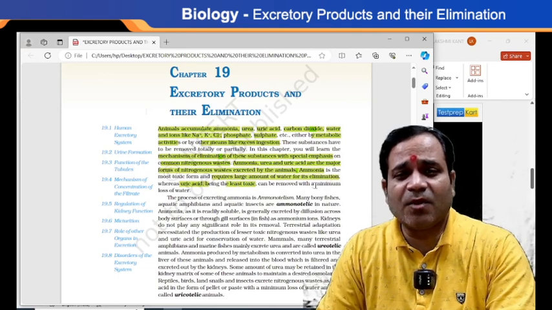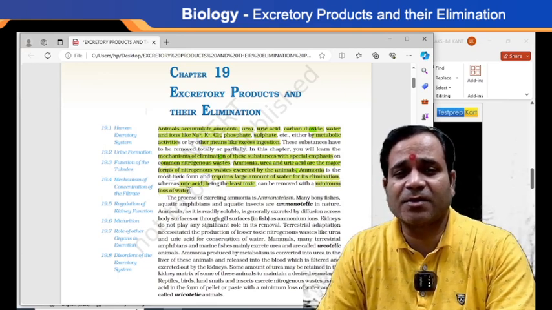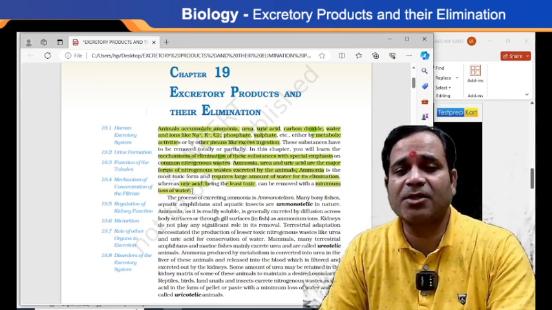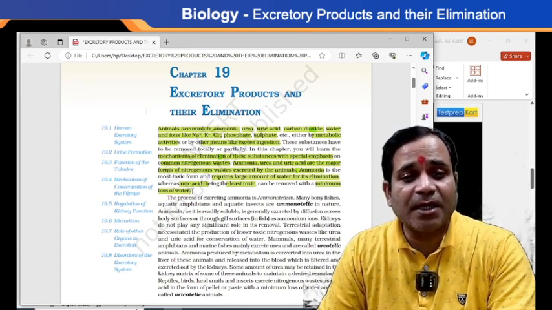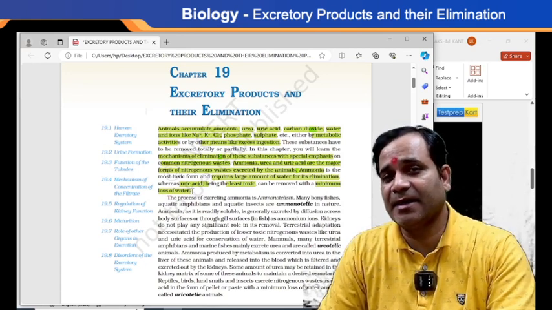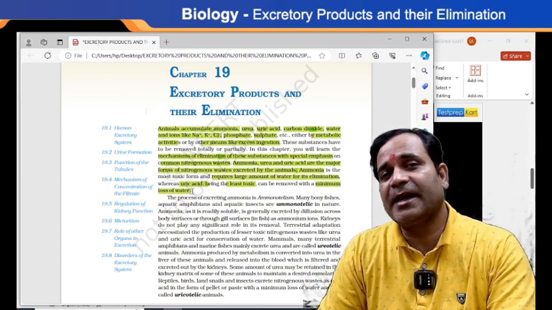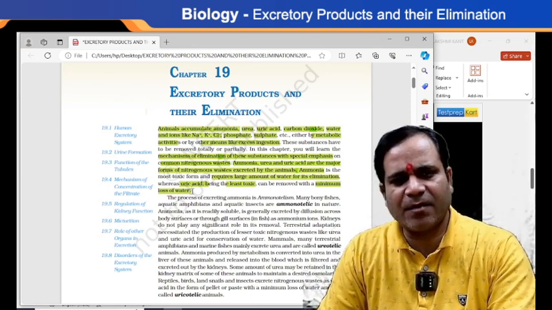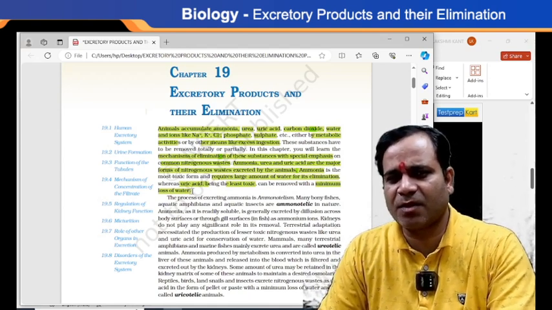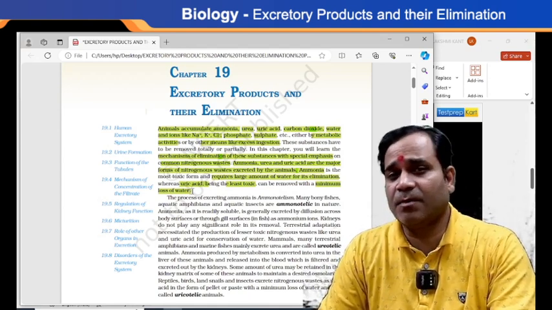And it can be removed with a minimum loss of water. So there is no need of excessive water to remove the what? Uric acid, my dear. Why? Because this uric acid is very less toxic, and it can be removed with a very small amount of water comparatively, unlike ammonia, my dear.